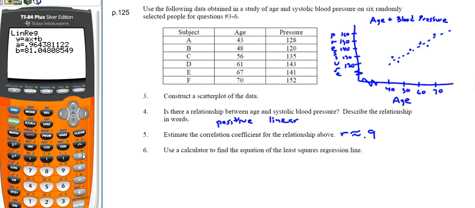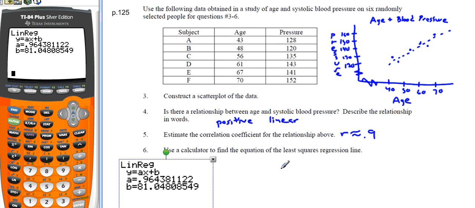Either way, we press enter, and it gives us our values of a and b. I'm going to pull these out here, but I'm also going to write this down. So our equation is y equals, let me put these numbers in here, about 0.96x plus 81.05, where x stands for the age and y stands for the blood pressure.